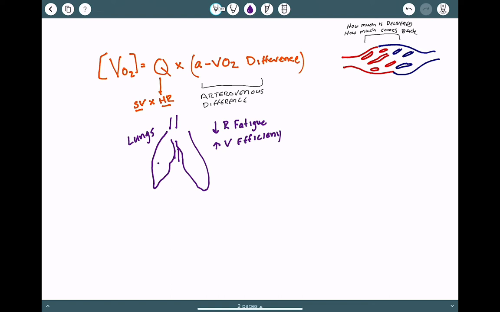We also will increase our lung diffusion capacity. Sorry, I'm drawing so slow here. I'm trying to talk and multitask. So we increase our diffusion capacity.